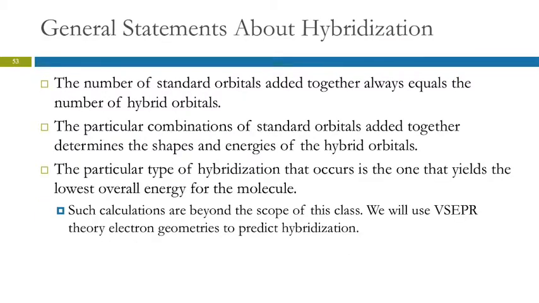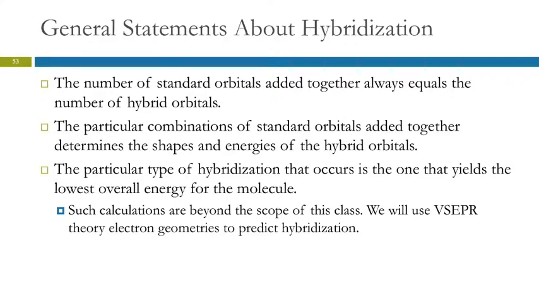So, general statements about hybridization before we get to pictures of what's going on here. The number of standard orbitals that you're combining together always equals the number of hybrid orbitals that you end up with. If you hybridize 2 orbitals, you end up with 2 hybrid orbitals. If you hybridize 3, you end up with 3 orbitals. So the number of orbitals stays the same. The particular combination is going to determine the shape and the energy. So if you've got an s and a p, you'll get one energy and one shape. If you've got an s and 3 p orbitals that are hybridizing, you're going to get a different energy and a different shape.